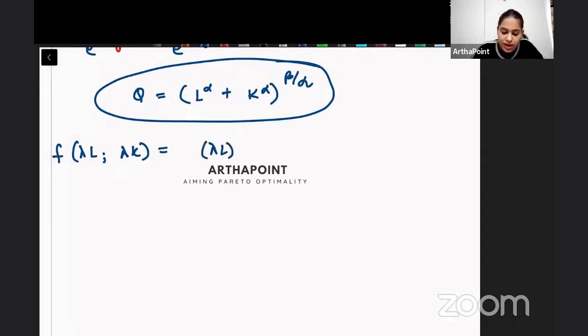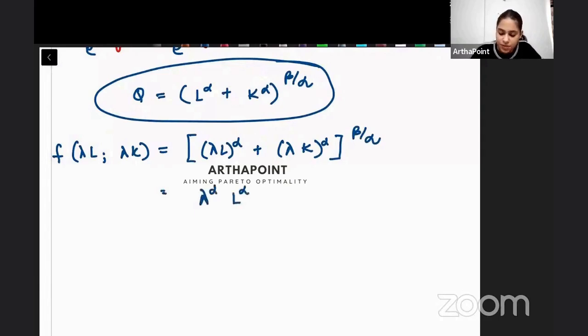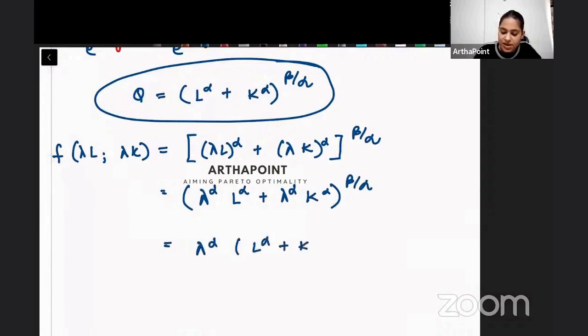(λL^α + λK^α)^(β/α). This will be (λ^α L^α + λ^α K^α)^(β/α). Take λ^α common: λ^α (L^α + K^α) whole to the power β by α.